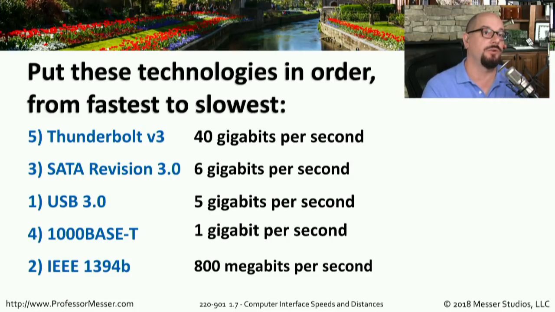First on our list is number 5, Thunderbolt version 3 at 40 gigabits per second. Second on our list is number 3, SATA Revision 3.0, 6 gigabits per second. Next would be number 1, USB 3.0 at 5 gigabits per second. Next would be number 4, 1000 base T, which is Gig Ethernet, 1 gigabit per second. And number 2 is our final one on the list, IEEE 1394B for FireWire.